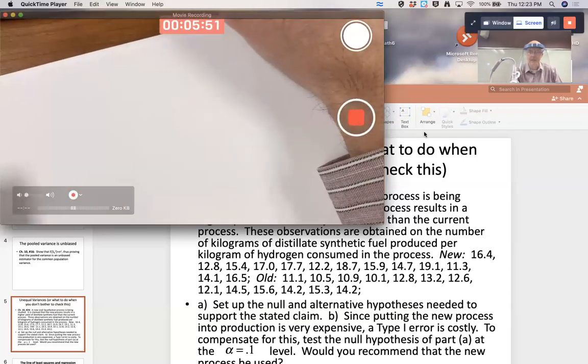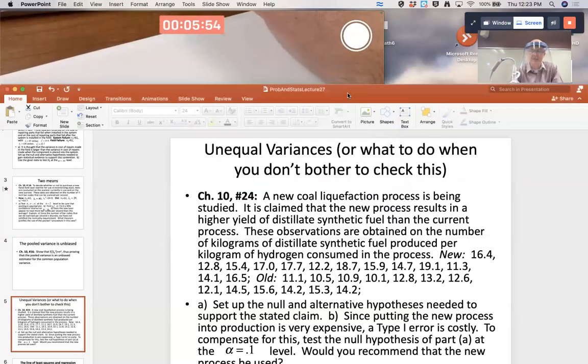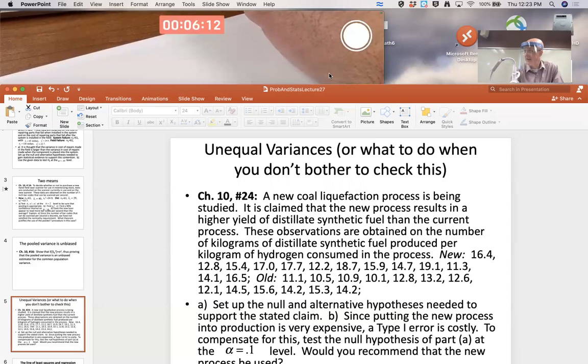So again, what is the claim? The claim is the new process is going to result in more kilograms produced. Okay, by the way, this is not a bad idea: you can glance over the new numbers and the old numbers and say, yeah, it does seem like the new numbers probably are going to have a higher mean. And if they were a lot higher, if those numbers were in the 20s, you would say, in all likelihood, I would bet money that I'm going to reject the null hypothesis here. Now, they're not in the 20s, they're in the teens. So it's not so clear whether you're going to reject the null or not.